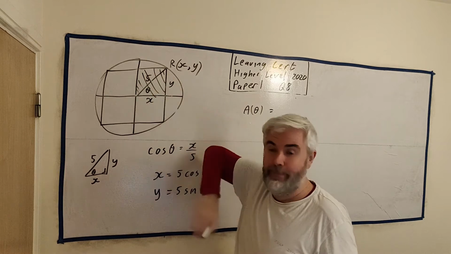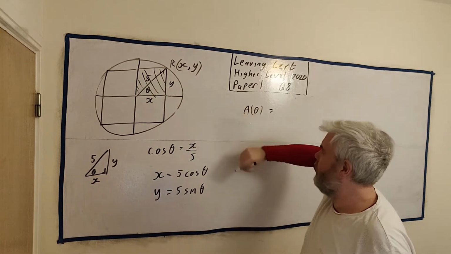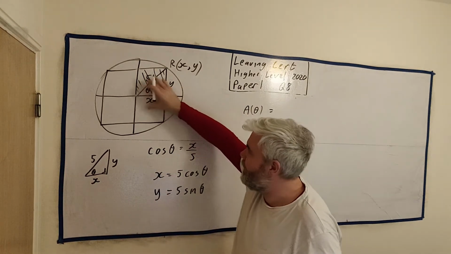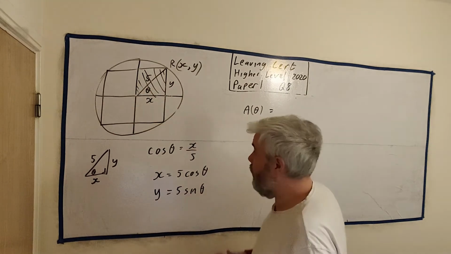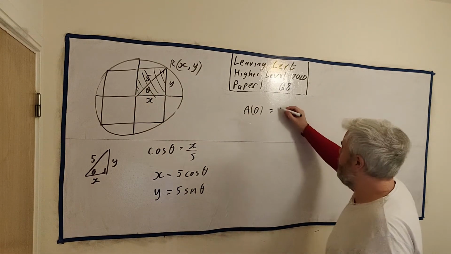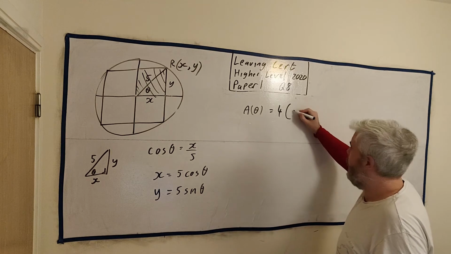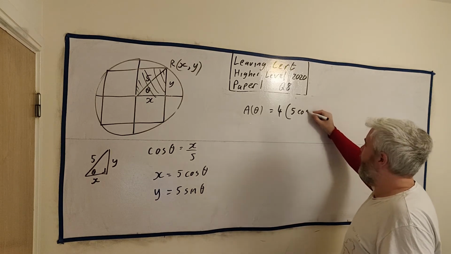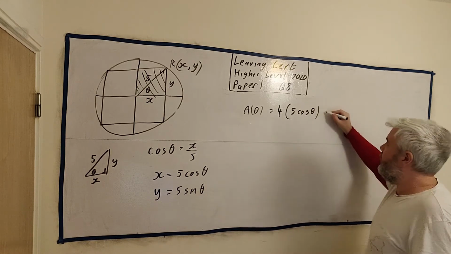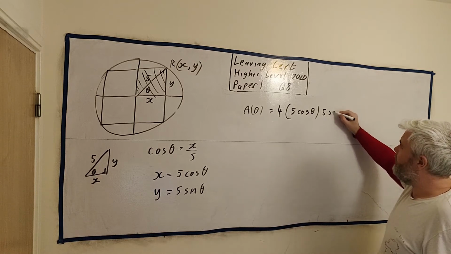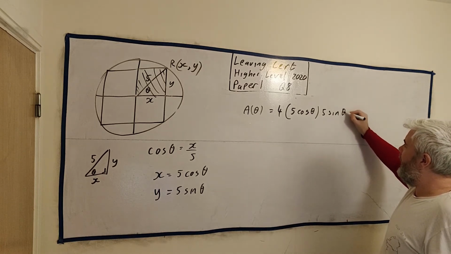These are all the same area. Those multiple different shapes I did, they'd be equal either way. They're all symmetrical. So that'd be equal to 4 multiplied by x, which is 5 cosine theta, multiplied by y, which is 5 sine theta.